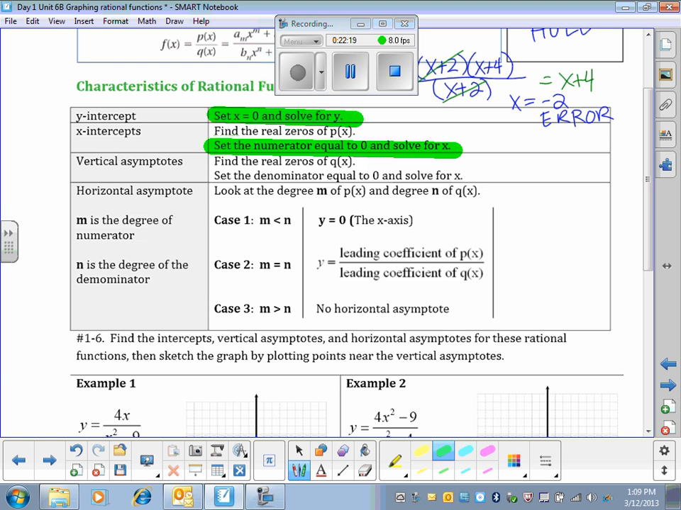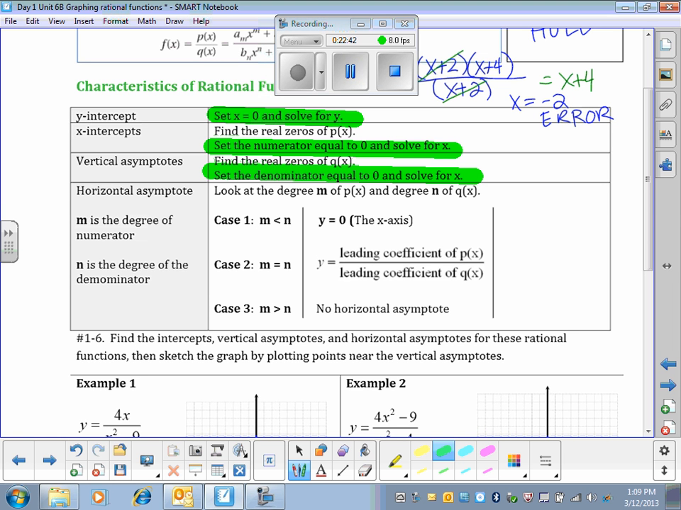Okay. Vertical asymptotes. You've done this too. This is just finding the domain. You set the denominator equal to 0 and then solve for x to get those vertical asymptotes. Now the horizontal asymptotes are the toughest ones to get. And as we graph it, you're going to see none of this is too hard.